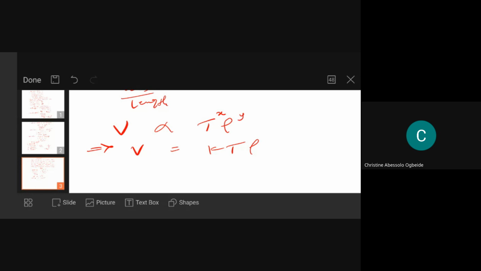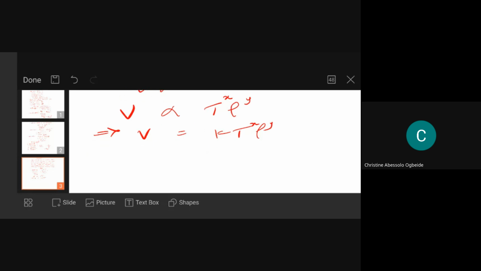My job would be to find the x and y. Once I find the x and y, that would give me the relationship between these two variables. If I remove the proportionality sign and bring in my equality sign, I now have v equals k T^x rho^y. So I can ignore k, since it is just a dimensionless constant, and put in the dimensions for these quantities.